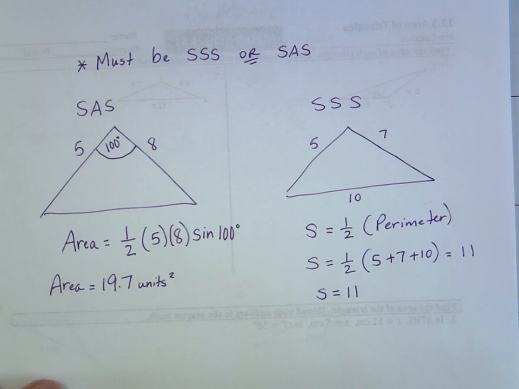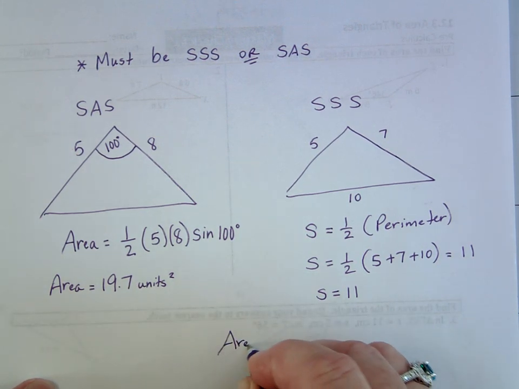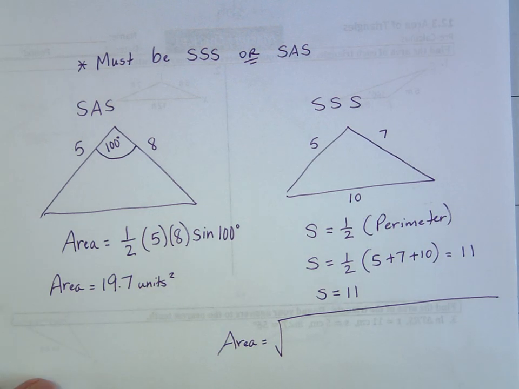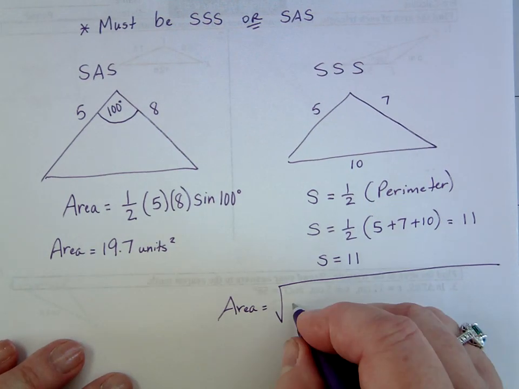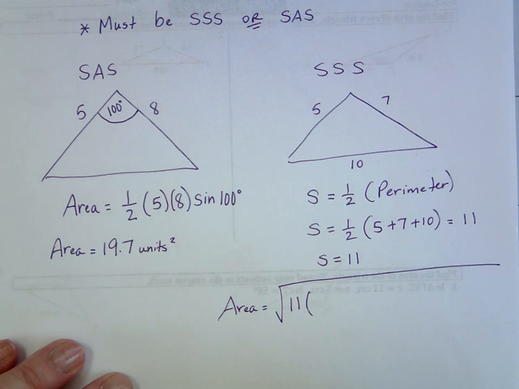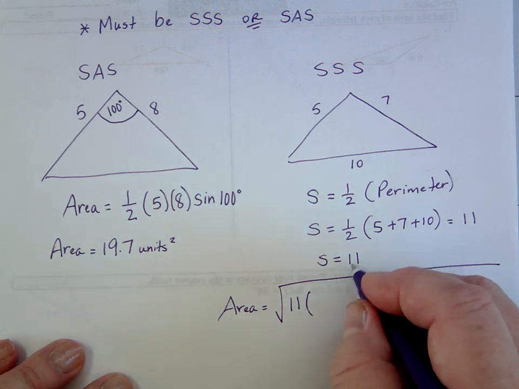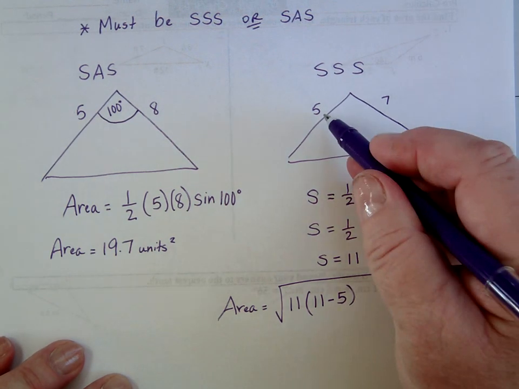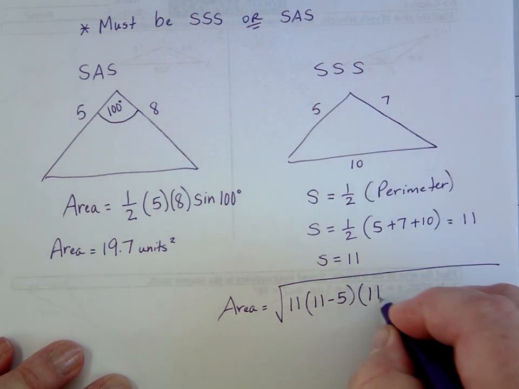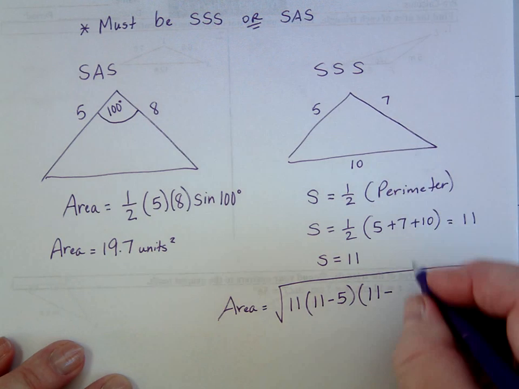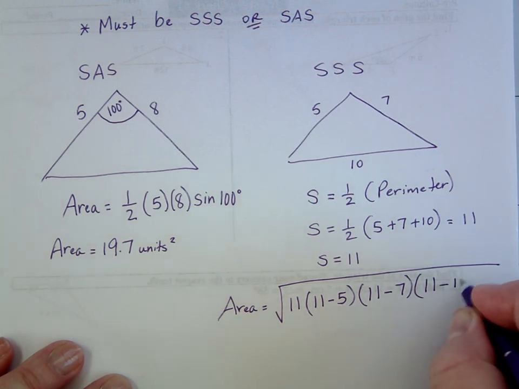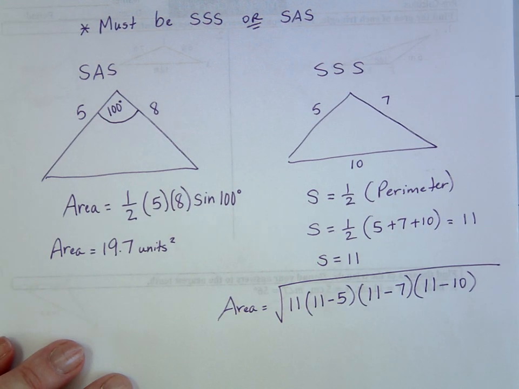And here's how this area formula goes. You need a little bit more space for this one. Big square root. It goes S, 11. And then it's going to be S minus the first side, 5, times S minus the second side, times S minus the third side, and then you take the square root of that whole hot mess.